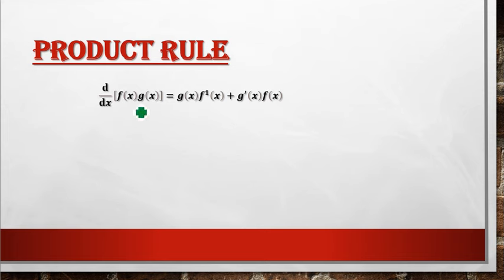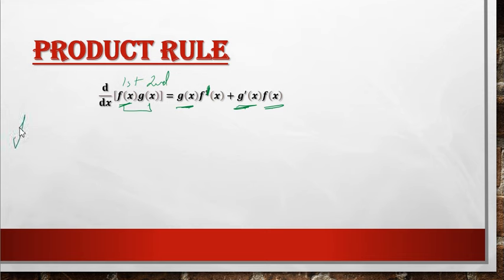What is the product rule? See, if there are two functions, let f(x) be one function, the first function, and g(x) be the second function, then if we do the differentiation of these two functions, what we are getting is g(x), the second function as it is without any change, multiplied by f'(x), meaning the differentiation of the first function. Okay, plus the differentiation of the second function multiplied by the first function.